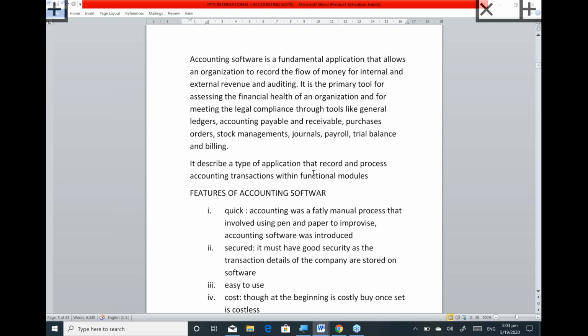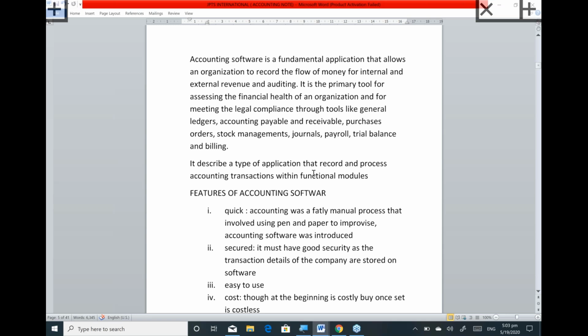Now, what we are saying is this. Formerly, we always used a spreadsheet where you write, then you have to go through the sheet, but now those spreadsheets are already in the computer. You have a software for that. You key it into your computer. As you enter your figures, you get your answers quickly. Then it describes the type of application that records and processes accounting transactions within functional modules.